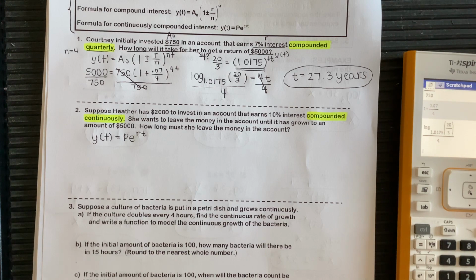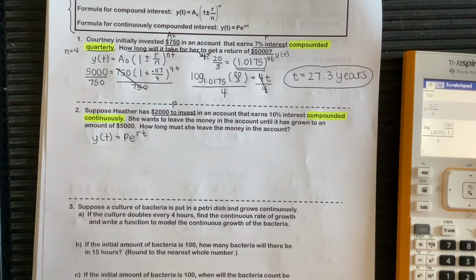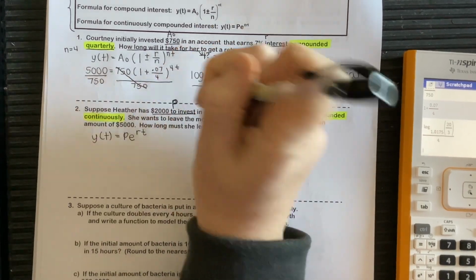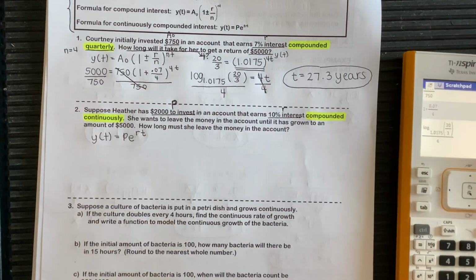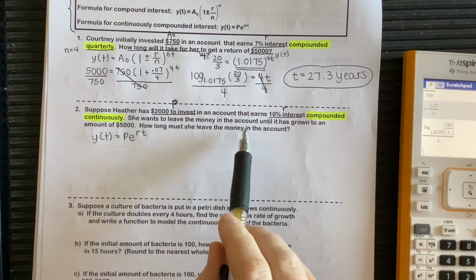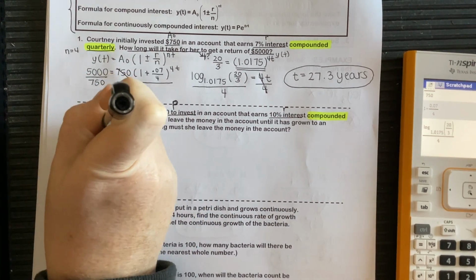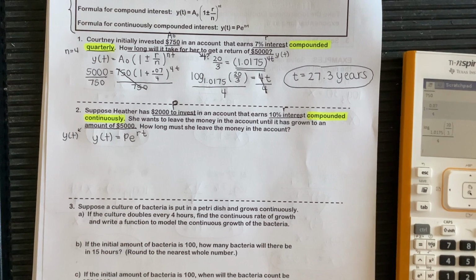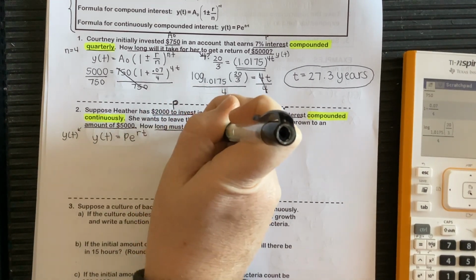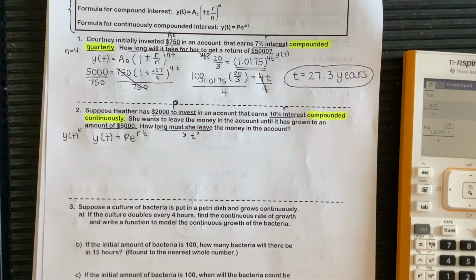Now let's go back and let's label all our pieces. Suppose Heather has $2,000 to invest. That is your principal. That is your starting amount. So that's your P. That earns 10% interest. That is our R. She wants to leave the money in the account until it has grown to be $5,000. So she wants an amount of $5,000. That's our y of t. That is her final amount that she's looking for. How long must she leave it in there? That means, again, we do not know what our t value is. That's a mystery.